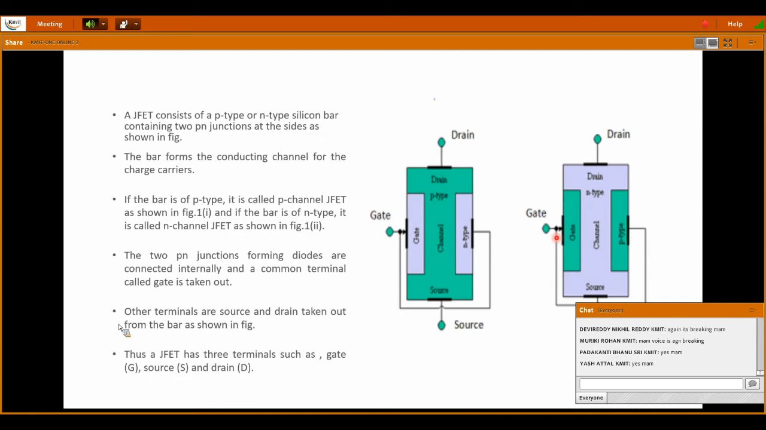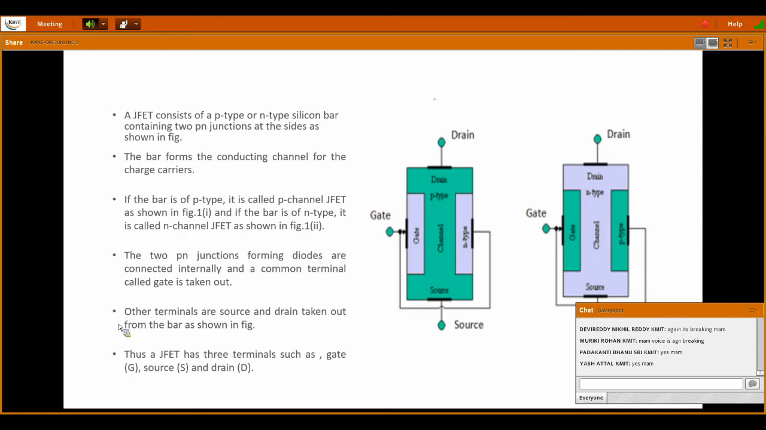Okay, so from the P-type substrate, a common terminal is taken out from both sides of the rectangular bar, and that common terminal is called the gate. Okay, and from the main N-type bar, we take another two terminals called drain and source here. Okay, so this is the construction of N-channel and P-channel JFET.